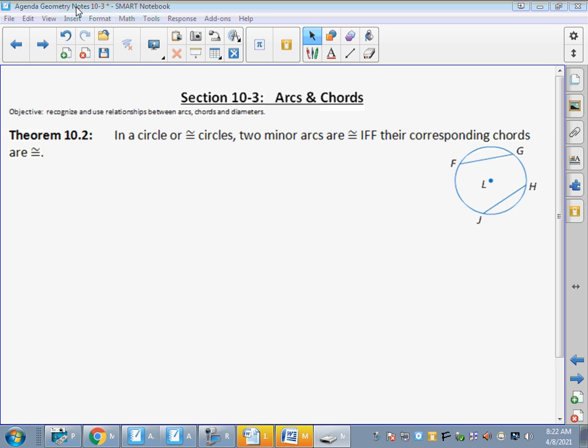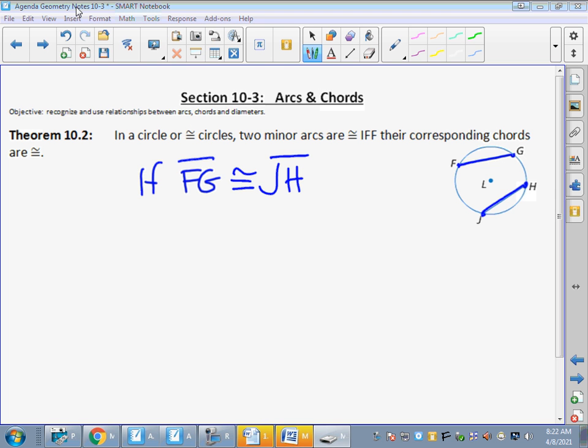So our first theorem, 10.2: in a circle or congruent circles, usually one circle like my diagram, two minor arcs are congruent if and only if their corresponding chords are congruent. So I could say something like this. If I know that chord FG, and remember I do that as a segment, is congruent to JH, then I can say that their arcs are congruent. That means if these two chords are congruent, arc FG is also congruent to arc JH.